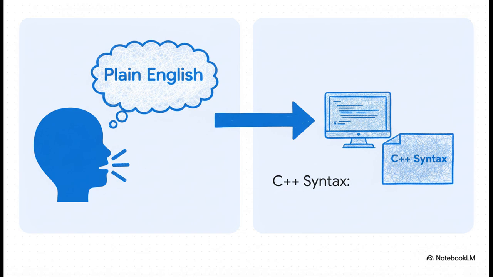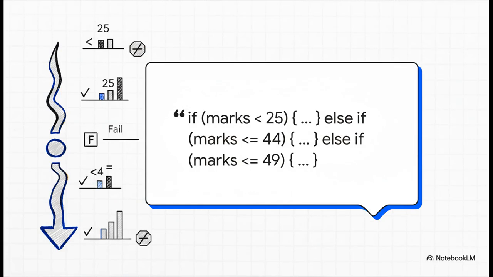In English, we think, if the marks are less than 25. And in C++, we literally write, if marks less than 25. It's almost a perfect one-to-one match of how our brain thinks. See? You're already thinking like a coder. So here is the whole logic block.